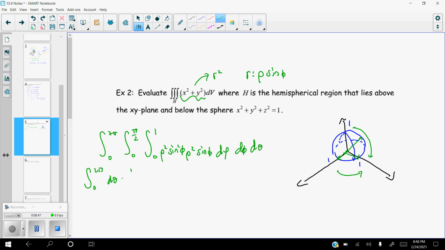We're going to get the integral from 0 to pi halves of, let's see, I've got a sine squared times a sine, all of phi. So that's going to be sine cubed of phi, d phi. And then it looks like for rho, I'm going to have a rho to the fourth. So 0 to 1 of rho to the fourth d rho. So the first one and the third part are not going to be terribly difficult.